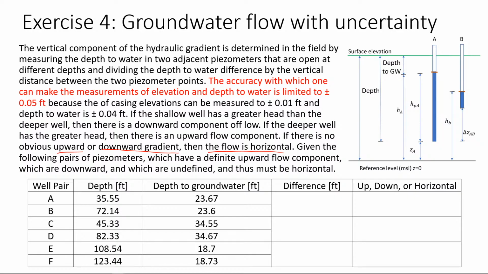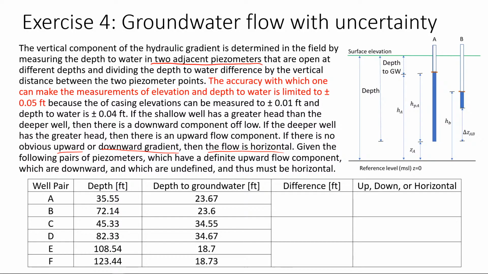Okay, because these are nested piezometers. So a vertical component is determined in the field by measuring the depth of water in adjacent piezometers. So these are nested piezometers, like I have three piezometers in the same place. So if the gradient between these three piezometers at the same point is large, let me remember.